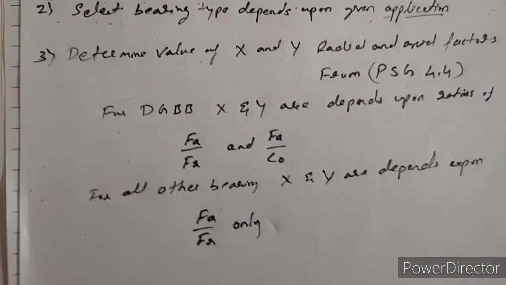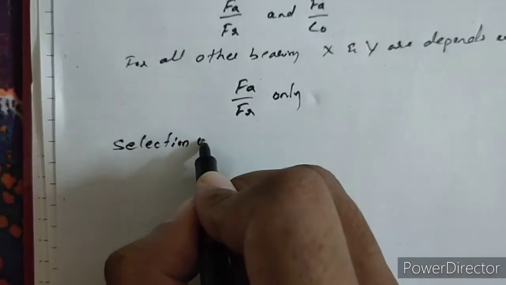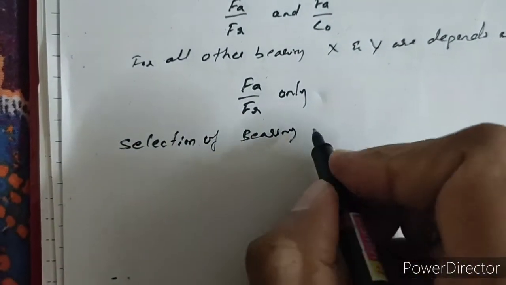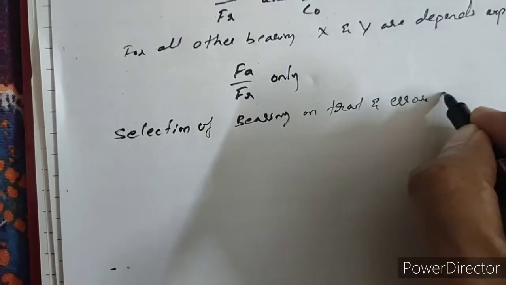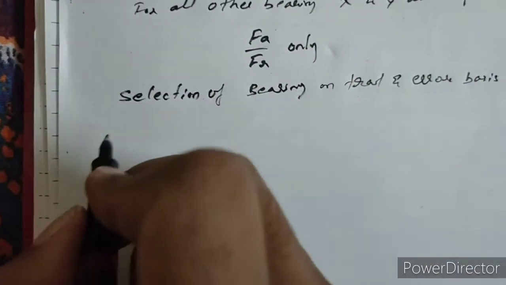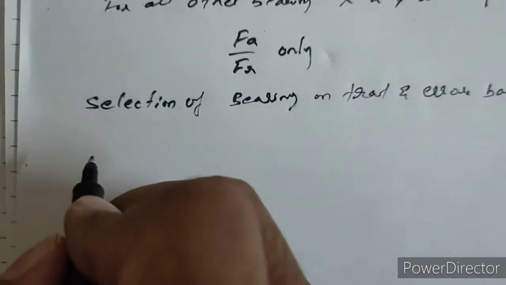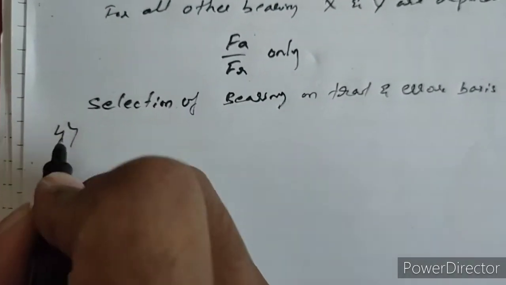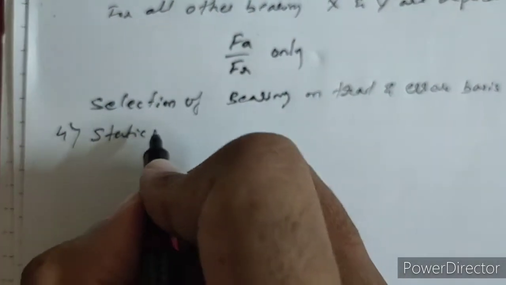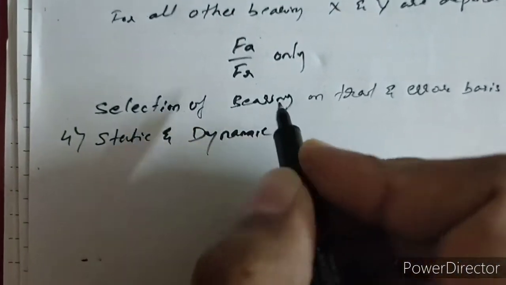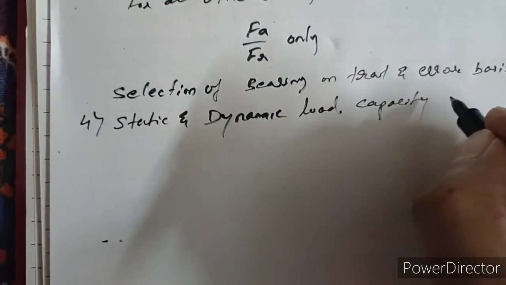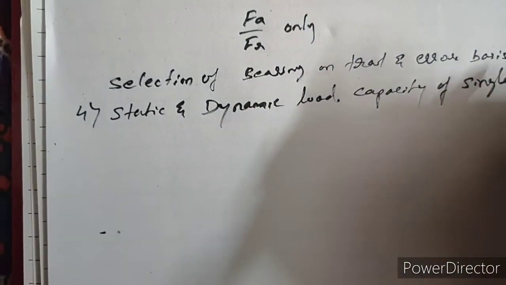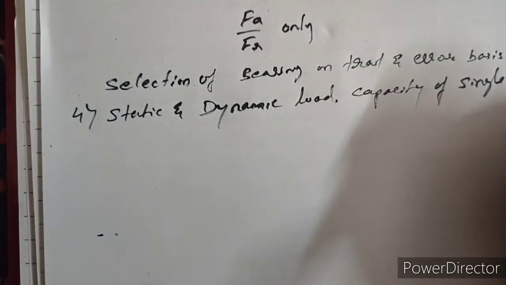Next, the selection of bearing on trial and error basis. So for that, the fourth step, we will take the static and dynamic load capacity of single row deep groove ball bearing. Different series are there, which are mentioned in PSG 4.12 to 4.15. In these pages, these series are mentioned, which are 61, 60, 62, 63, 64.